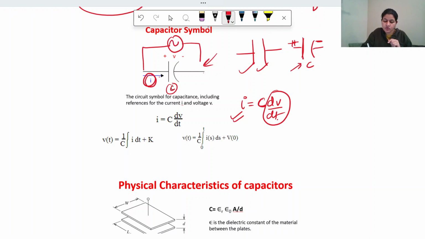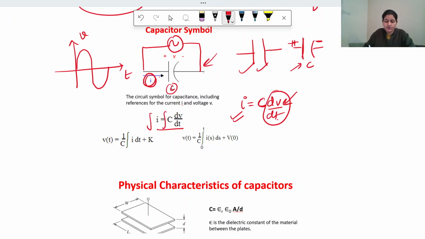Let's take an AC voltage here. By AC voltage I mean that this is time, this is voltage, and voltage is changing with time, right? So the change in voltage with respect to time is this. Okay, so that is I is equal to C dV by dt. Then the Vt formula is derived from this formula itself, if you integrate.